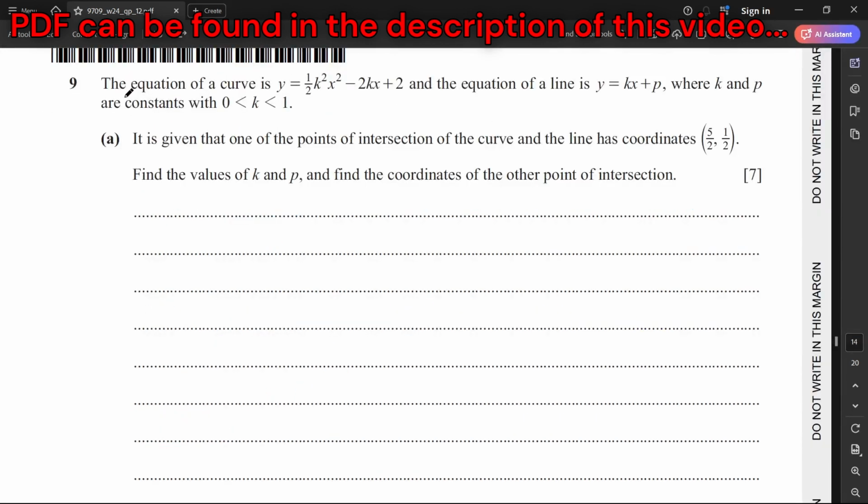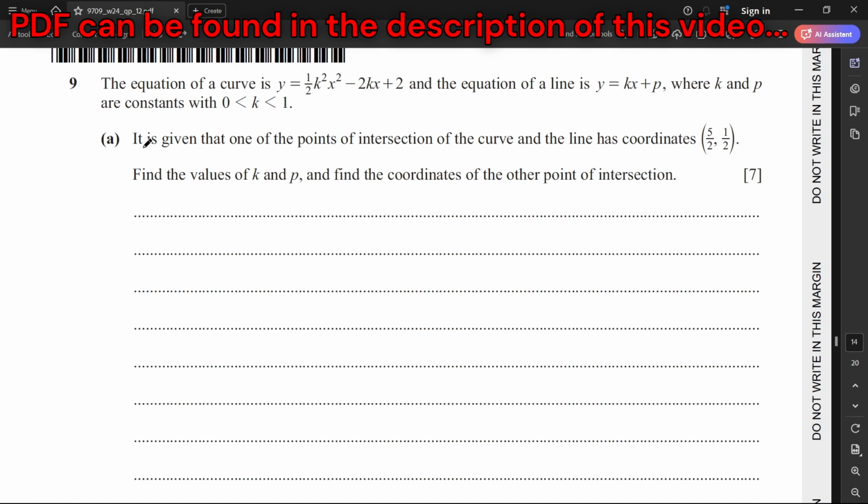Now for question 9, it is given that the equation of a curve which is in a quadratic form, and then the equation of a line that is given to us like this, where k and p are constants. So this k and this p are constants. And there is a restriction given for a constant k that it must be within 0 and 1. And there is no such restriction for constant p.